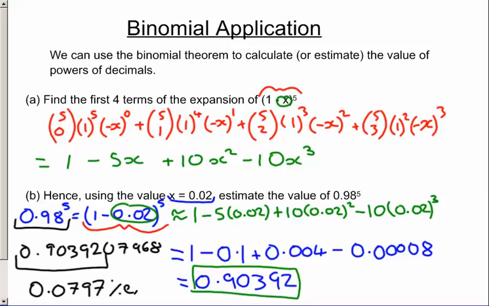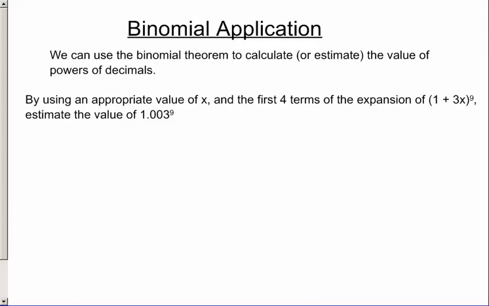It's less than 0.1% from the actual amount. A very good estimate indeed. So let's have a look at another example. By using an appropriate value of x and the first four terms of the expansion of (1 + 3x)^9, estimate the value of 1.003^9.